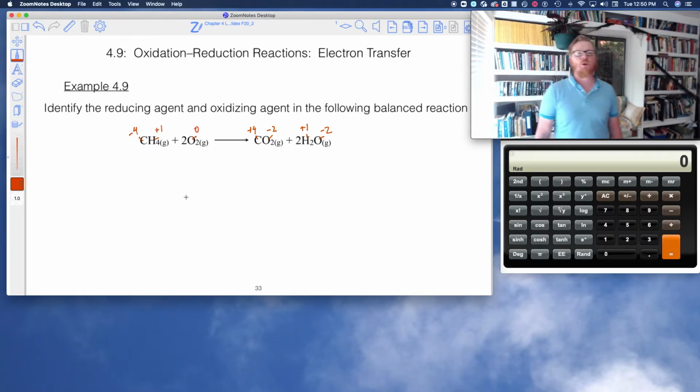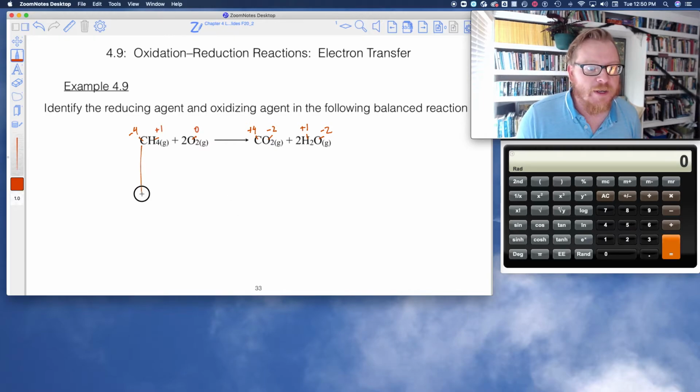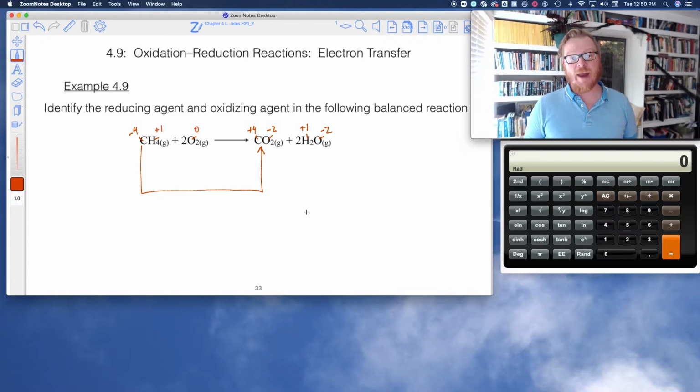And now what I want to do is identify each element or each atom that underwent a change. So carbon definitely changed, right? It went from -4 to +4. Okay? And let's see. So the hydrogens didn't change, so I'm not too worried about the hydrogens. And yes, aha, each oxygen went from 0 to -2, both in water and in carbon dioxide.